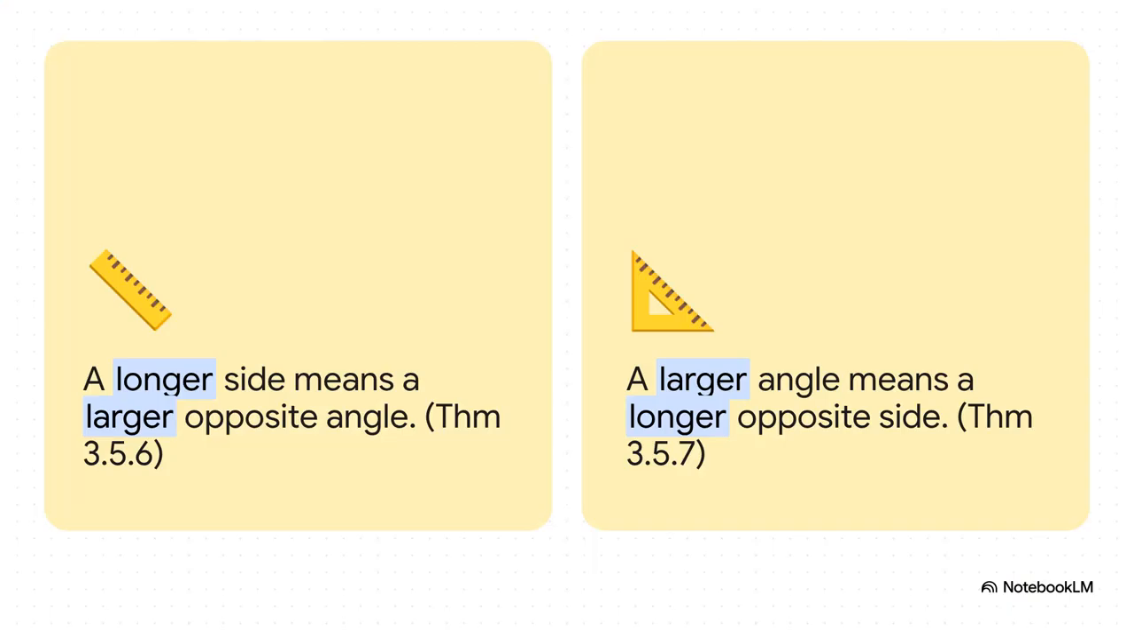This relationship is a perfect two-way street, and it's captured in these 2 theorems which are just converses of each other. The first one says, the longer a side is, the bigger the angle across from it will be. The second one just flips it. The bigger an angle is, the longer the side across from it will be. It's a direct, locked-in relationship.